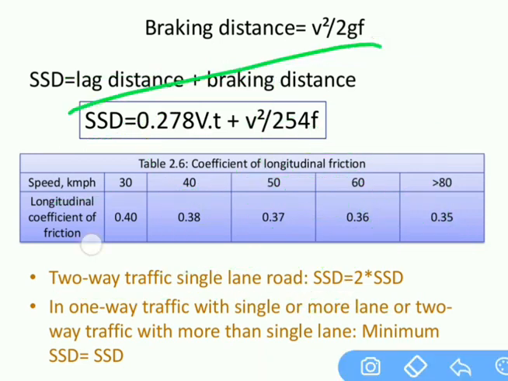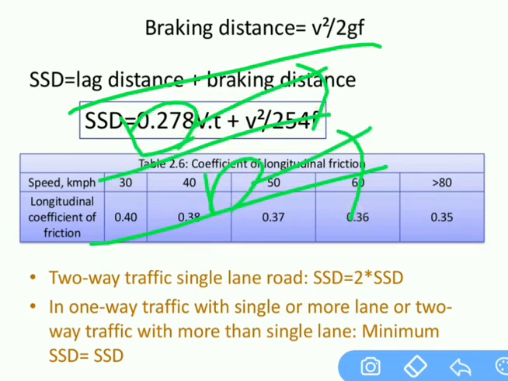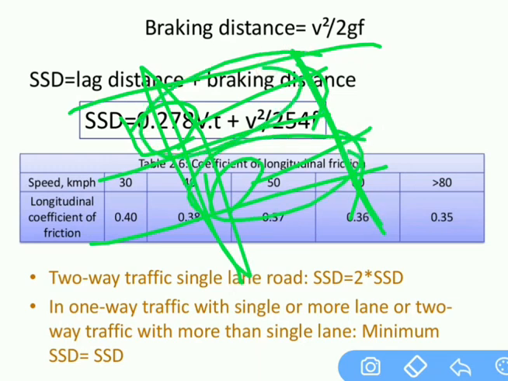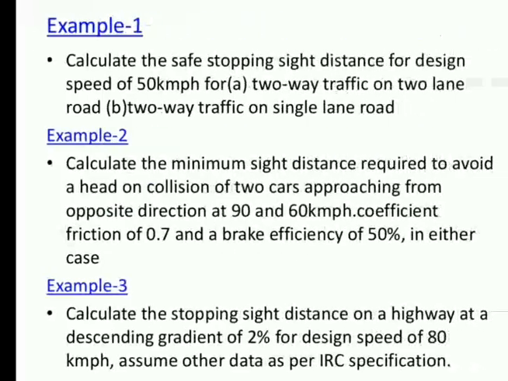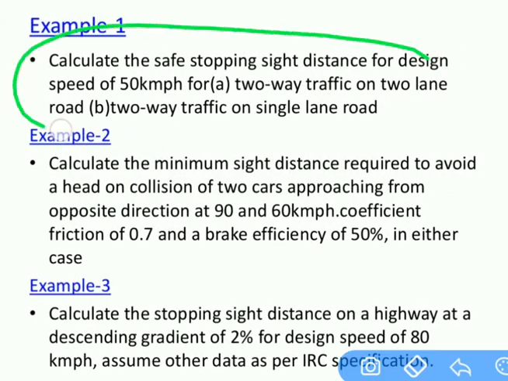Next, if we have one-way traffic, what will happen? Both are the same SSD. For this case SSD, for that case SSD. So in this situation the SSD value is only SSD. If we have two-way traffic with a two-lane road, then the SSD value is only SSD. If two-way traffic with a single lane road, then the SSD value will become 2 into SSD. That's it. These are all examples, and you can try directly.